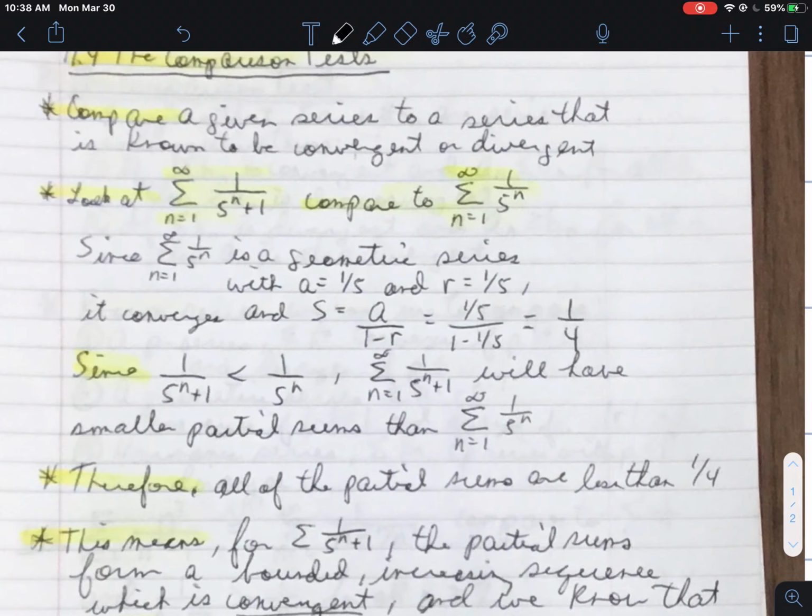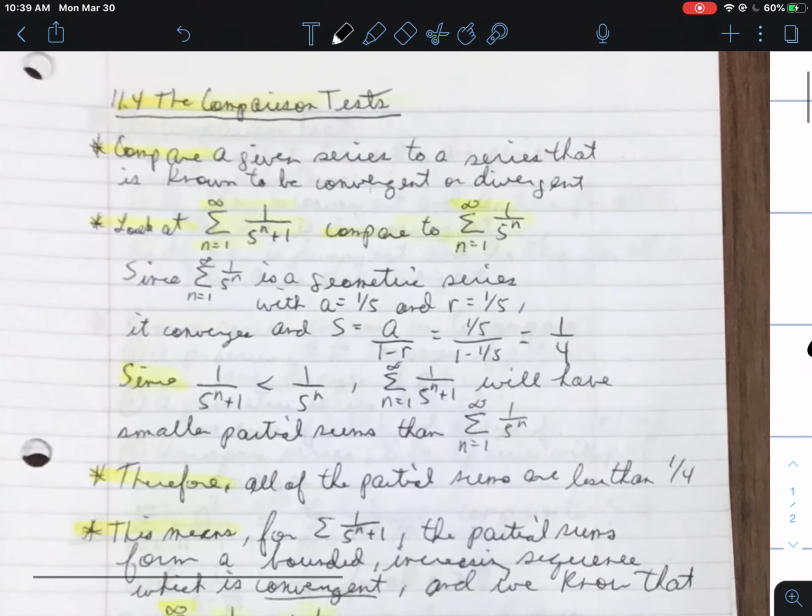We also know it converges to a over 1 minus r, right, which is 1/5 over 1 minus 1/5, which will give us 1/4. That'd be 1/5 over 4/5. 1/5 times 5/4, I get 1/4. So I can actually know the sum of that series because it's geometric. And we said the geometric series are one of the types that we can actually calculate the sum. But again, I don't care about the sum of my series per se. All I'm interested in is, is the series convergent? Now, comparing our series to that series.